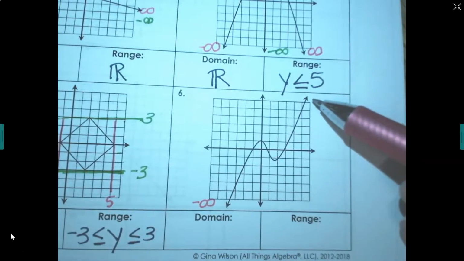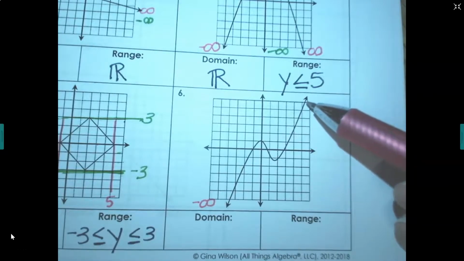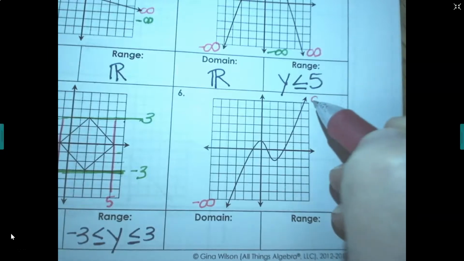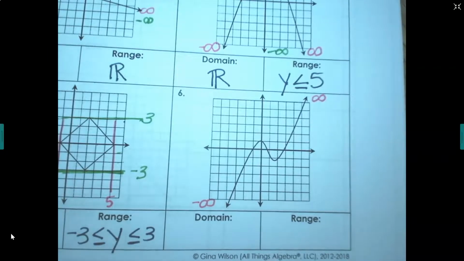On the right-hand side of the graph, there's an arrow, meaning it's going right forever, which means it's going to +infinity for our x's. So we have a -infinity, +infinity situation, meaning it's never stopping left or right, which is in all real numbers.